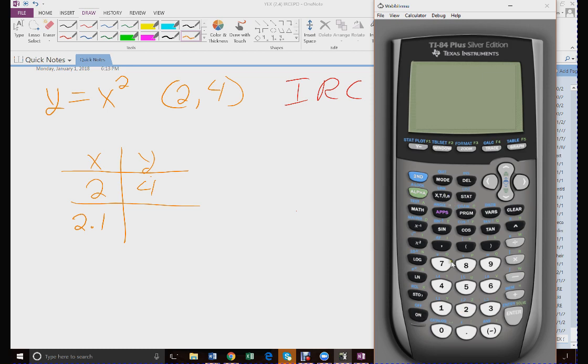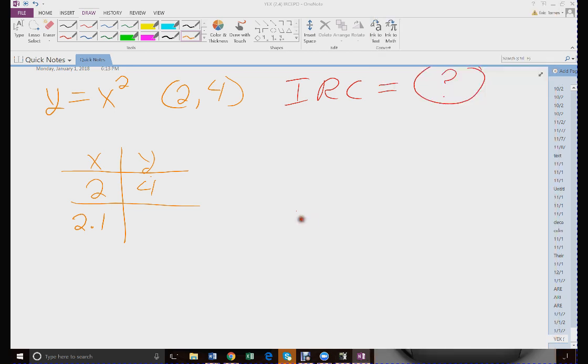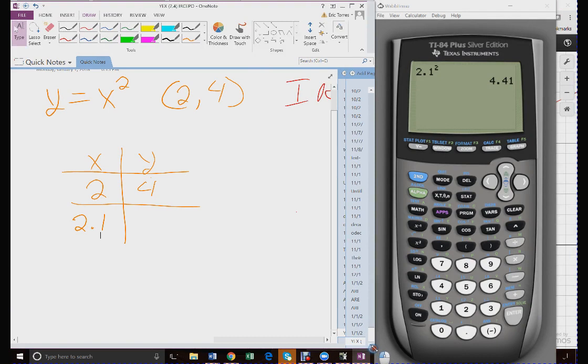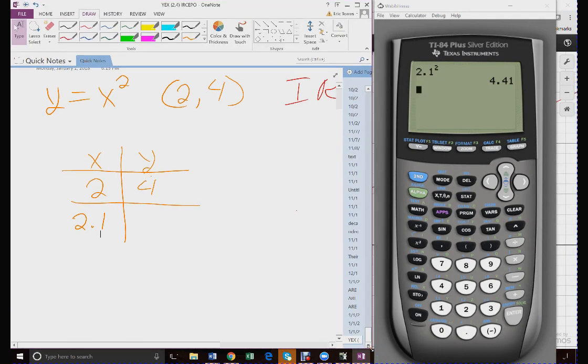I'm going to, let's see, actually, let's go 2, we'll use this later, 2.1. I'm going to square it, and that's my y value, and I'm going to write that down. Let me just do something so I can see both of these at the same time, and I'll just move this. There we go.